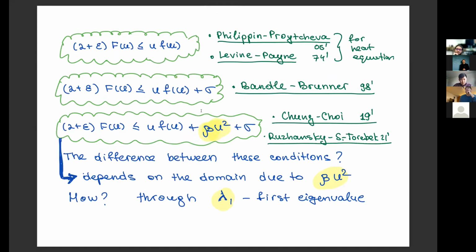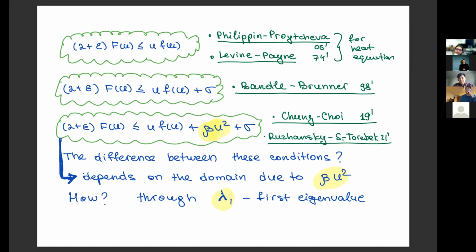So I would like to give a brief history of this nonlinearity, some condition on the nonlinearity, which I see will be interesting. This kind of growth condition, 2 plus some epsilon, and big F(u) less than u f(u), was first introduced by Levine and Payne in 1974, but in the abstract form, where they used it for blowup solutions of abstract parabolic equations.